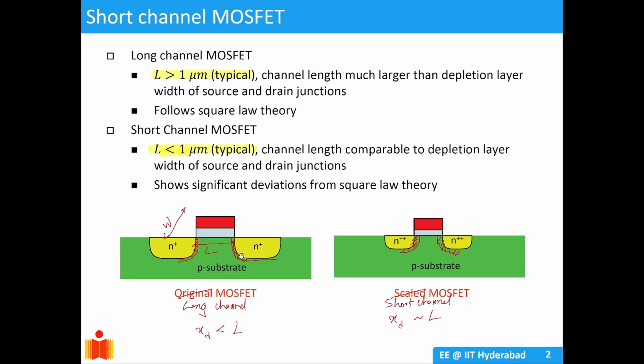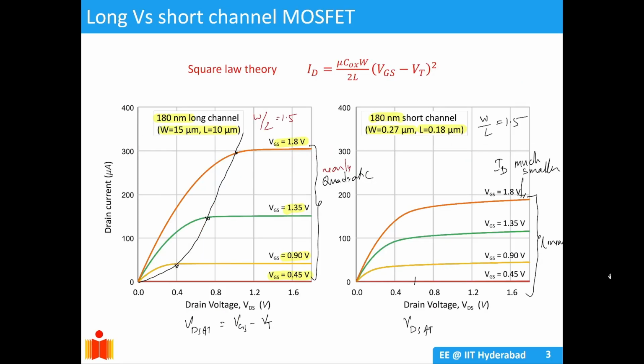So this is a long channel MOSFET, where the length is much larger compared to the depletion regions. Whereas in a short channel MOSFET, the depletion regions and the channel length are comparable. The square law theory is that in saturation, ID equals mu Cox W by 2L times (VGS minus VT) squared. In a long channel MOSFET, that is followed and you get a nearly constant saturation current and a nearly quadratic equation.